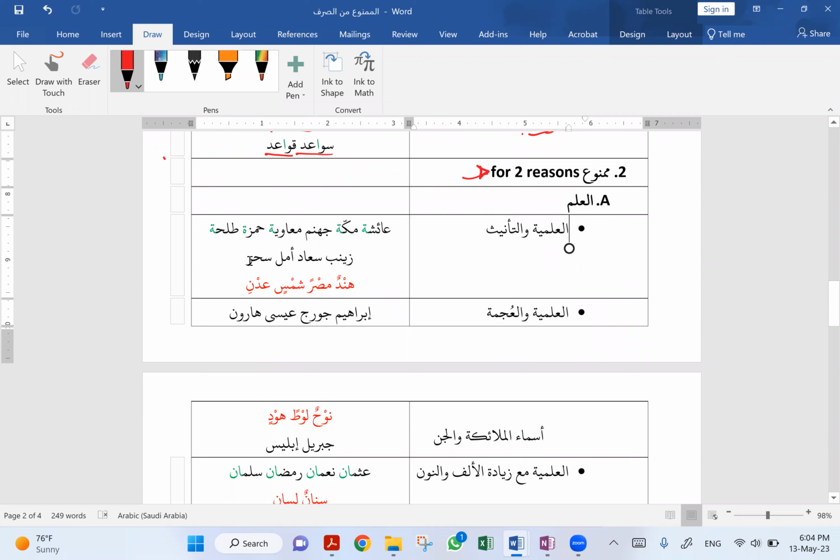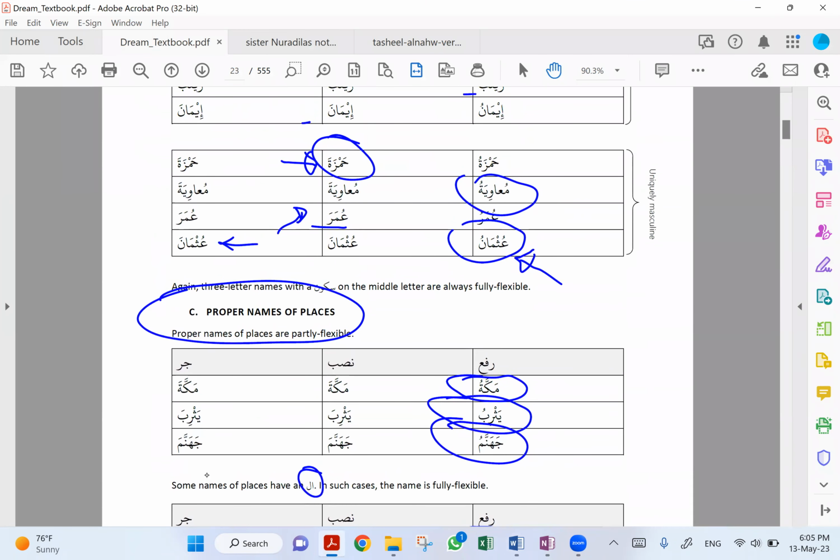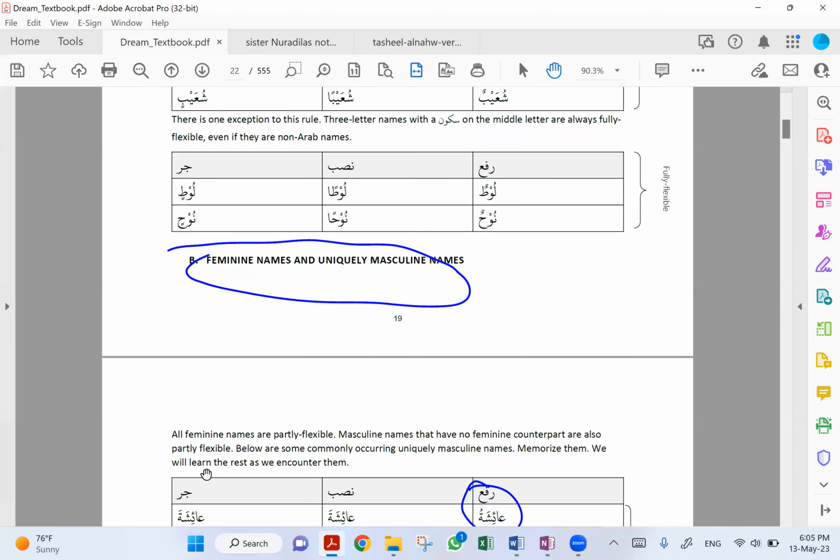Al-alam is what we learned in Bayina as specific names of places and people. In Bayina here, in the book, we said one of the categories is proper names of places, and then feminine names and uniquely masculine names. This is basically what alam means, proper names. For example, Medina is not a proper name. Medina means a city. But if I say Mecca, that's the proper name of a particular place, okay? If I say Ilham, my name, Ilham is a proper name. Aisha is easier. Aisha is a proper name of a person, right?